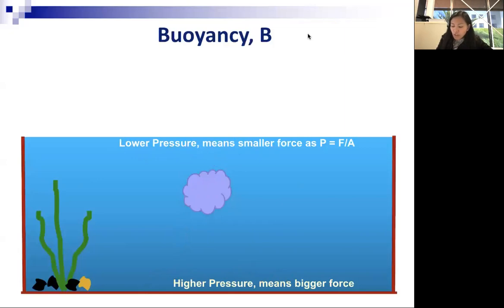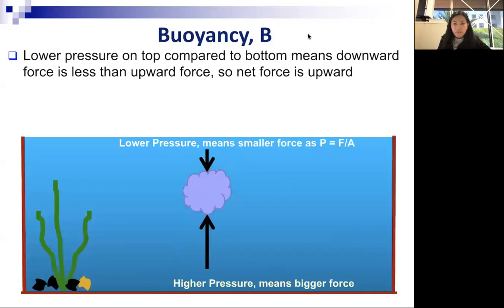And we know pressure is equal to force divided by area. Therefore, if we draw the force arrows, you have a smaller force above the object compared to a bigger force below the object, because the pressure is bigger below, and pressure is directly proportional to the force. So bigger pressure means bigger force. Smaller pressure above means smaller force.